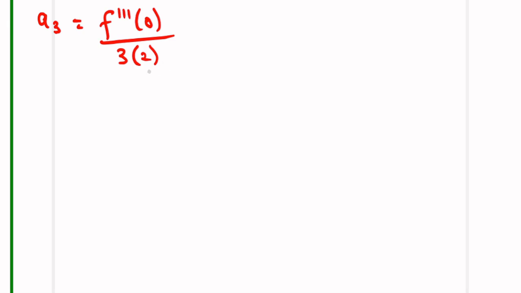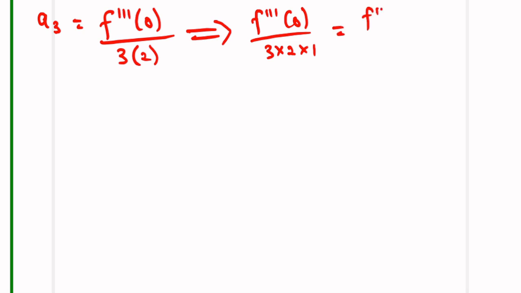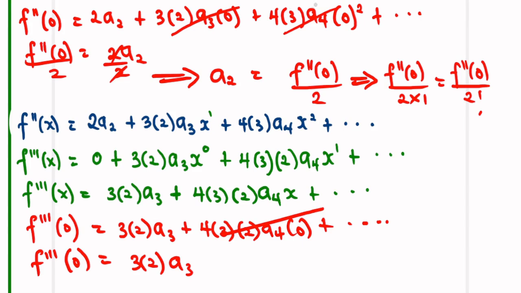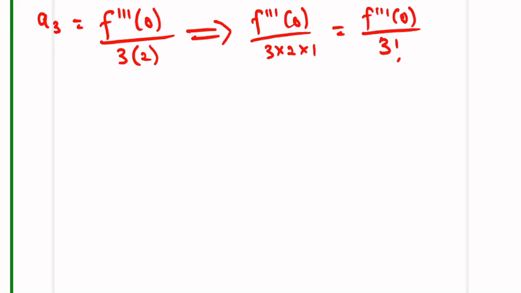So we can actually write this as f triple prime of 0 over 3 times 2 times 1. So it gives us f triple prime of 0 over 3 factorial. So we can see how we got that, dividing both sides by 3 times 2, which gives us a3 equal to f triple prime of 0 over 3 factorial.